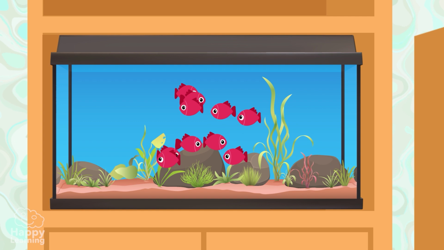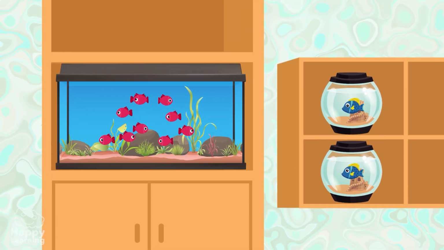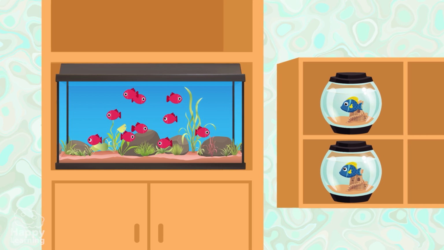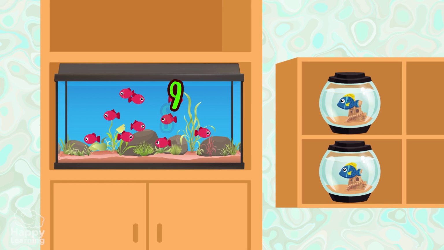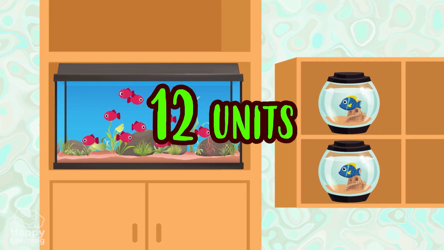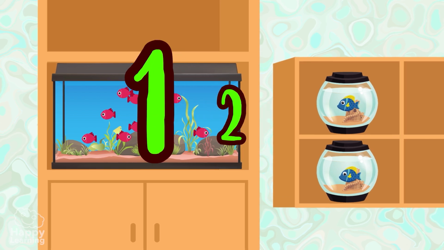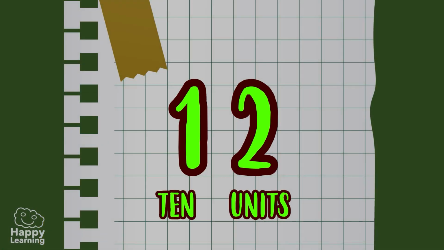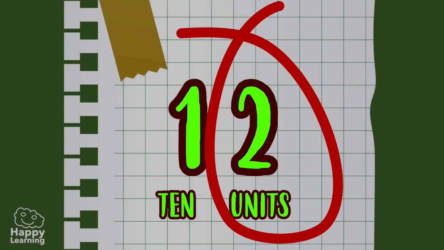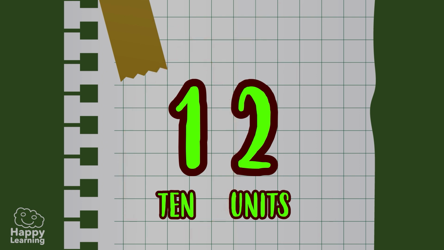Let's leave our fish tank here, because here come 2 more fish. If we count them all now, we'll have 12 units, 12 fish, or in other words, a 10 and an additional 2 units. I write it like this: the units in the first position, starting from the right, and the tens in the second position, always starting from the right.